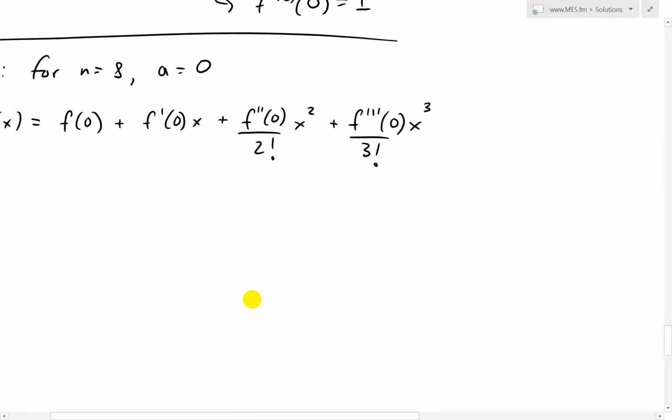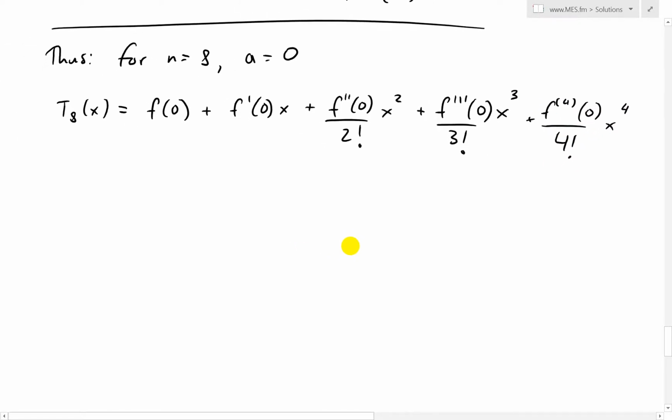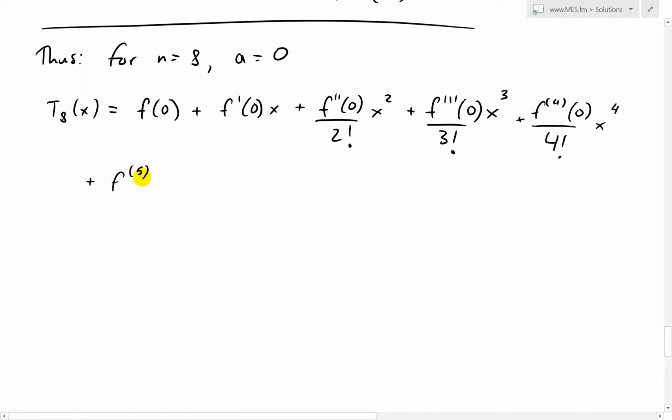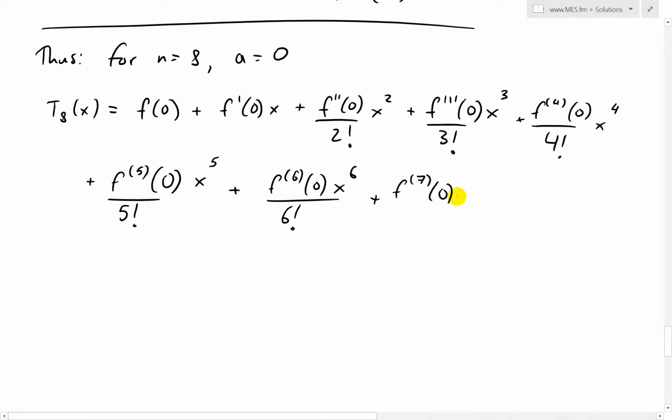And then we can keep going here, add the fourth one, f fourth derivative of 0, over 4 factorial, x to the 4, and then we can keep going. Let's do the fifth derivative of 0, x to the 5 divided by 5 factorial, plus f sixth derivative of 0, x to the 6 divided by 6 factorial. Then let's do the 7th derivative of 0, x to the 7 divided by 7 factorial. And then finally the 8th derivative of f at 0, x to the 8 divided by 8 factorial.